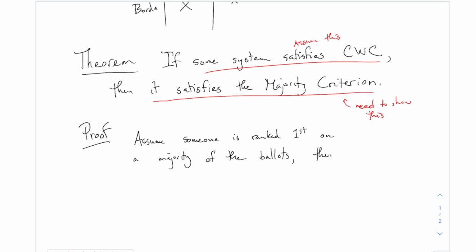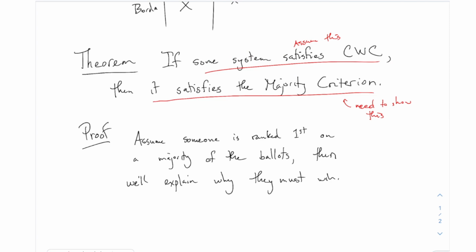And then we'll explain why they must win the election. That's what it means to satisfy the majority criterion. If somebody's actually ranked at the top on a majority, you have to explain why they win the election. And we don't know what the system is. All we have to go on is we have assumed that it satisfies the Condorcet winner criterion.